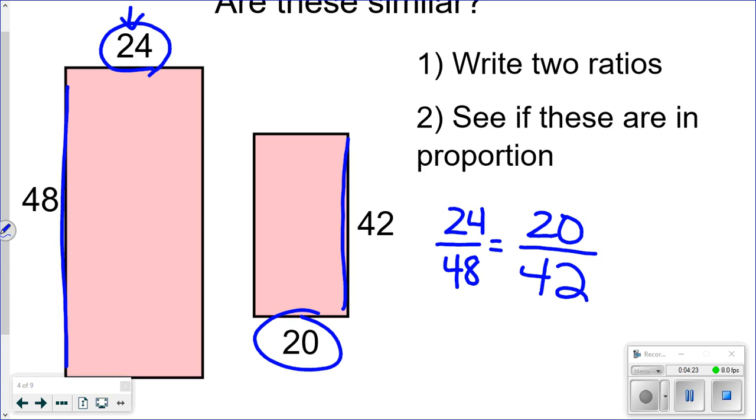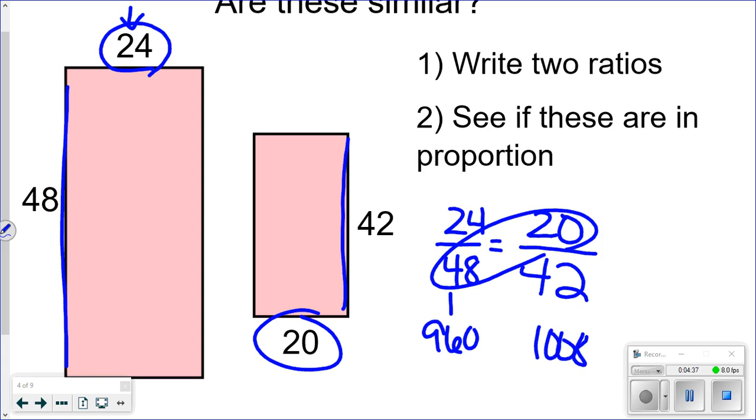So 20 times 48, this would be 9. So if I do these two, it's 960. If I do 24 times 42, I get 1008. So these are not similar. They would be if they had the same cross products going on, and they are not.